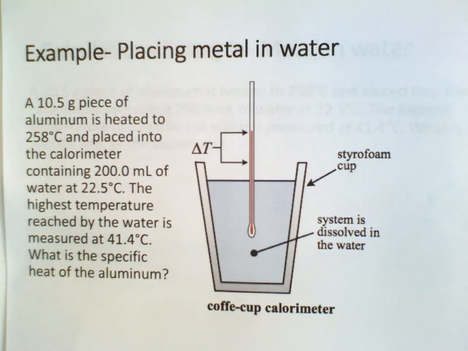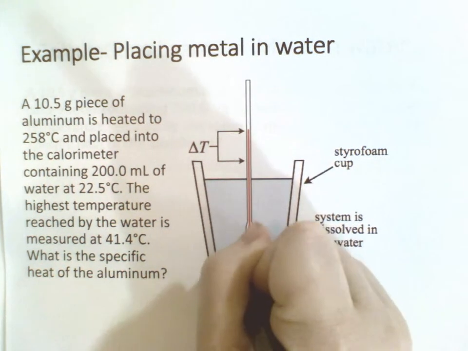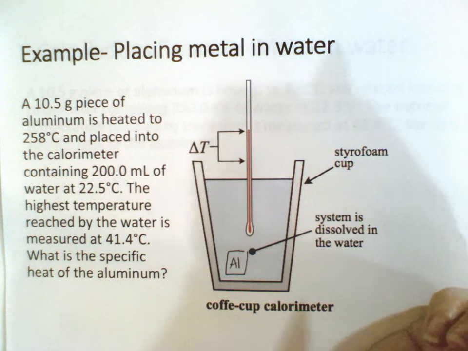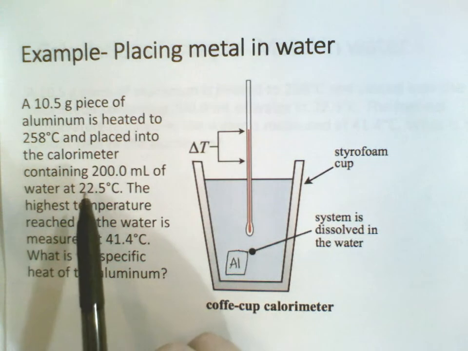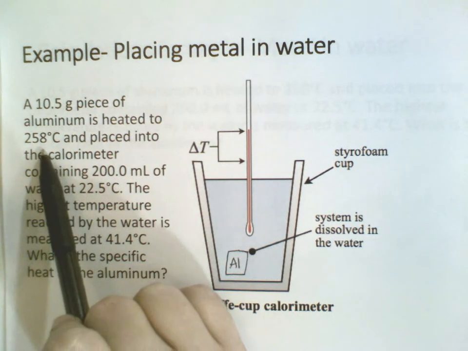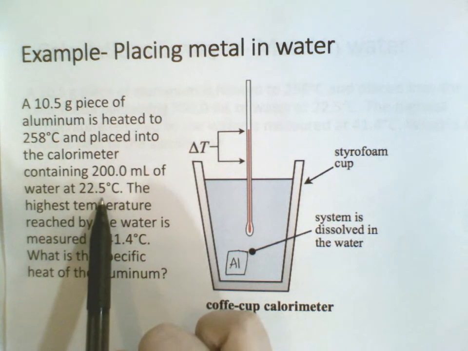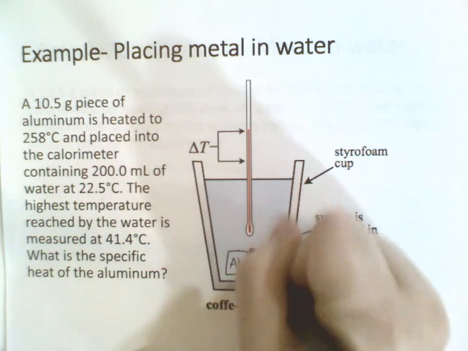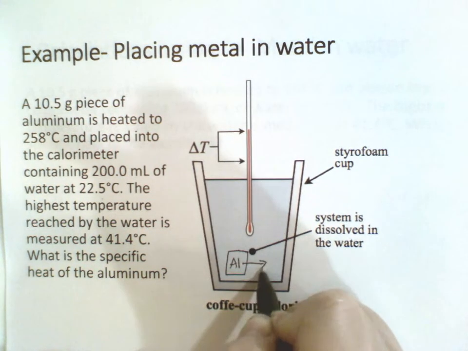So if we just think about this particular situation, we've got water in our calorimeter. We've placed a piece of aluminum into the water. And just to clarify which direction the energy is going, our piece of aluminum is at 258 degrees Celsius and the water is at 22.5. So already our metal is much hotter than our water, and our water heats up to 41.4. That means that the water is receiving energy. So we would have our arrow going from our system, the aluminum, to our surroundings, the water.